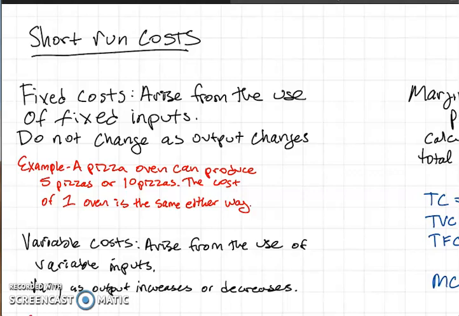Our fixed costs are actually derived from our fixed inputs that we saw in the short run. So the fixed costs arise from the use of fixed inputs. They do not change as our output changes. An example of this would be that a pizza oven can produce 5 pizzas or 10 pizzas. The cost of one oven is the same either way.